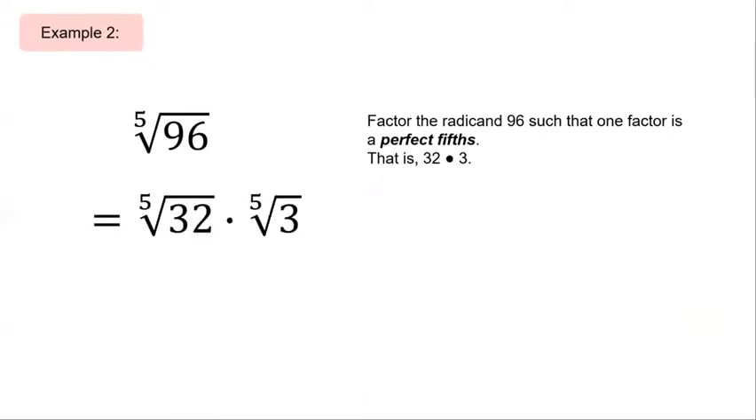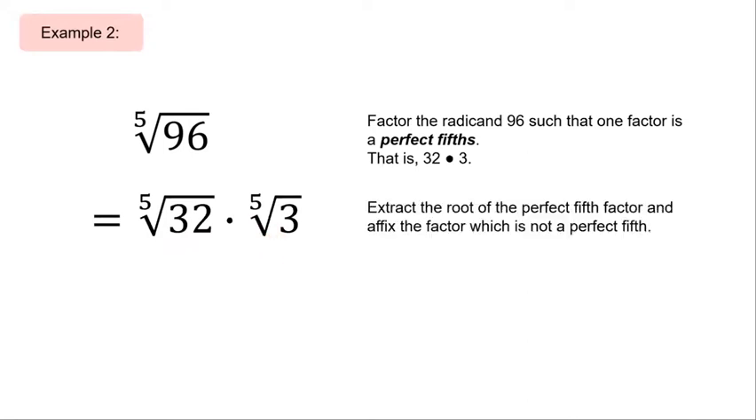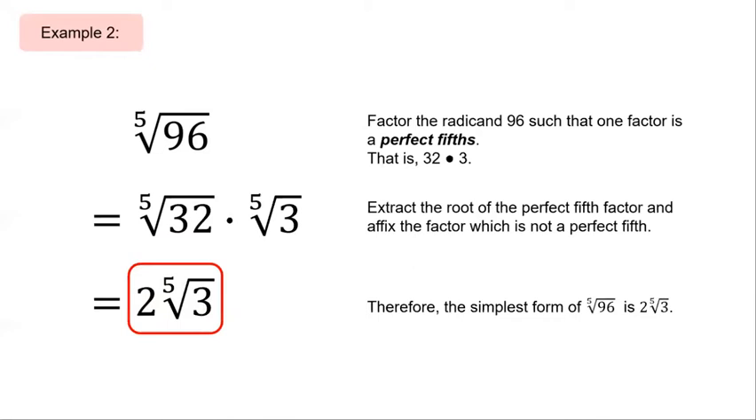So, i-enclose lang natin yung mga factors na ito sa ating radical na mayroong index na 5. Ayan. And extract the root of the perfect fifth factor and affix the factor which is not a perfect fifth. So, in here, we have the fifth root of 32 is 2. And then, copy lang natin yung fifth root of 3. Therefore, the simplest form of the fifth root of 96 is 2 times the fifth root of 3.